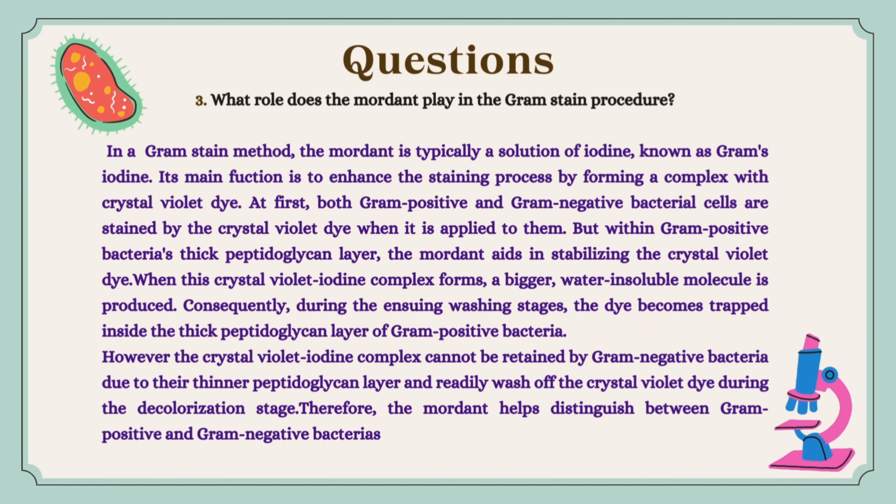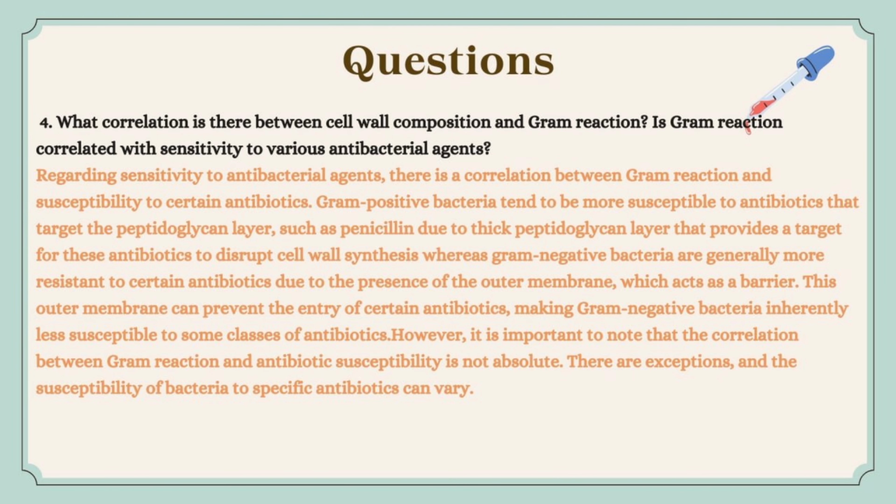Question number 3. What role does the mordant play in the gram stain procedure? First things first, in a gram stain method, the mordant is typically a solution of iodine. The main function of it is to enhance the staining process by forming a complex with the crystal violet dye. This is an important step as it helps to distinguish between gram-negative and gram-positive bacteria. Let's look at the last question.